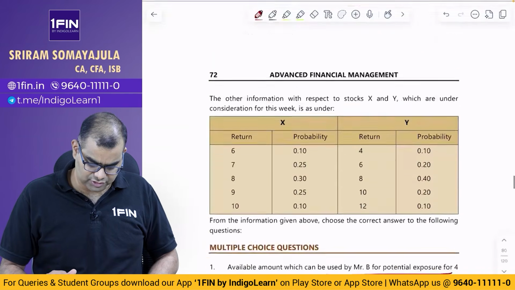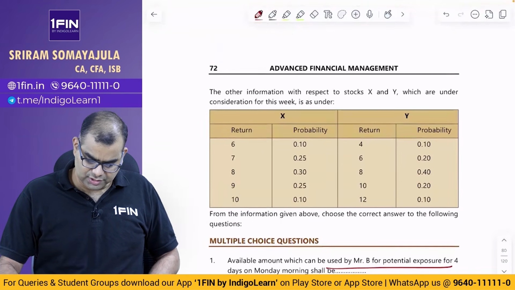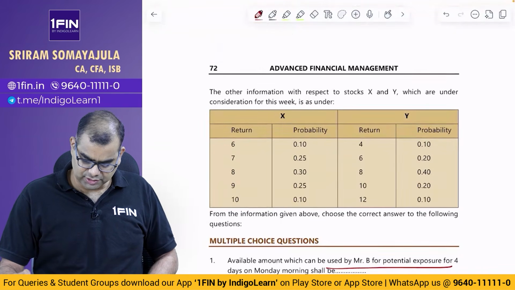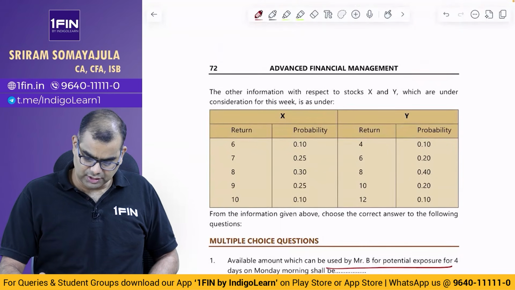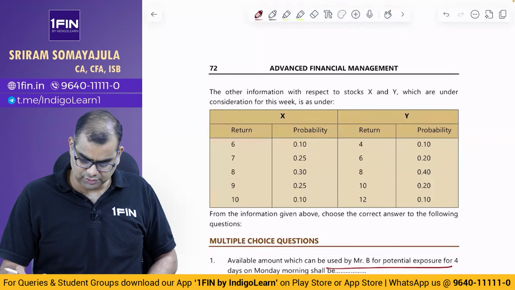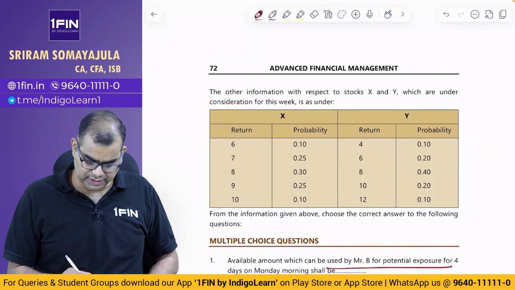The expected return for stock X. What is the expected return for stock X? 6 into 0.1 is equal to M plus, 7 into 0.25 is equal to M plus, 8 into 0.3 is equal to M plus, 9 into 0.25 is equal to M plus, 10 into 0.1 is equal to M plus. Memory recall, you get 8.